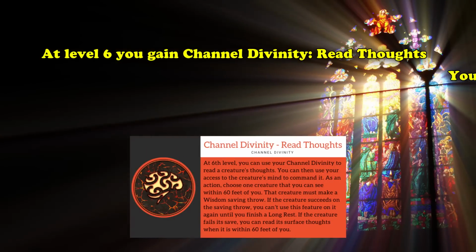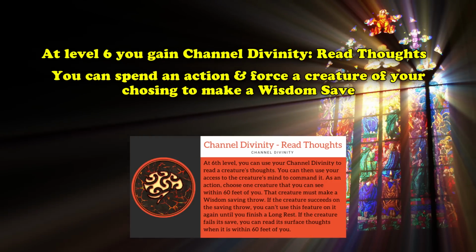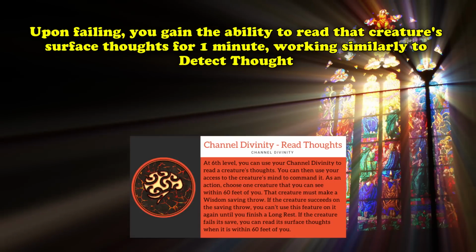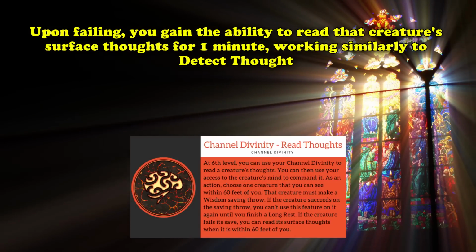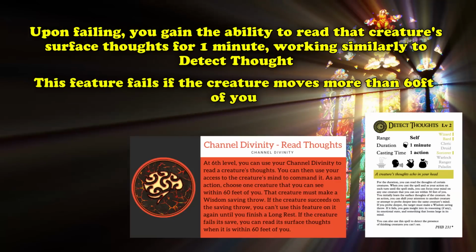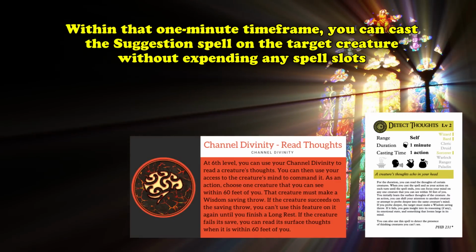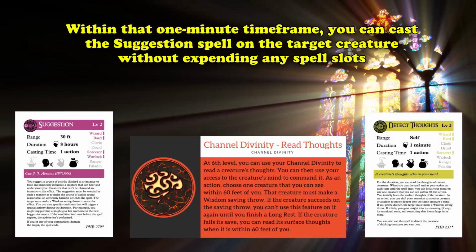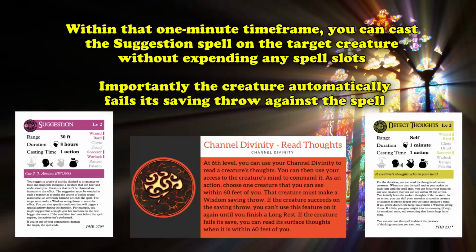As an action, you select one creature you can see within 60 feet of yourself and force them to make a Wisdom saving throw. If they fail, you gain the ability to read the creature's surface thoughts for 1 minute, similar to the spell Detect Thoughts, as long as the creature remains within 60 feet of you. During that 1 minute interval, however, you can cast the Suggestion spell on that creature without expending any spell slots, and that creature automatically fails its saving throw against the spell.